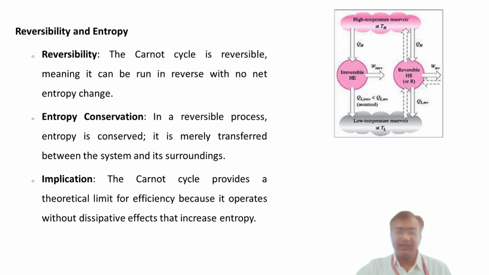So in real engines, because there are certain irreversibilities, QC by QH is always greater than TC by TH, which means that more heat is discarded to the cold reservoir than in the Carnot cycle, reducing its efficiency. In summary, the Carnot cycle's reversibility ensures that entropy is conserved, leading to the highest possible efficiency. Understanding entropy and irreversibility is essential for grasping the fundamental limits of a heat engine's performance.